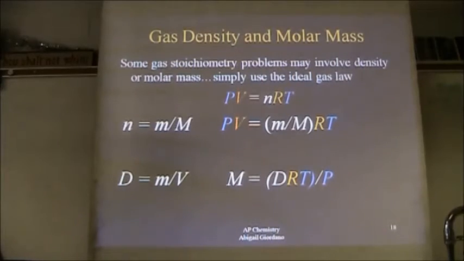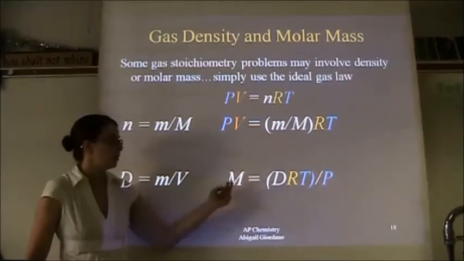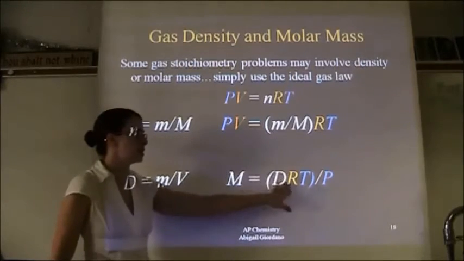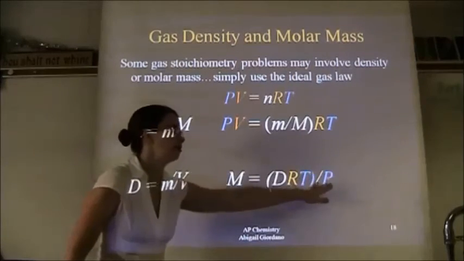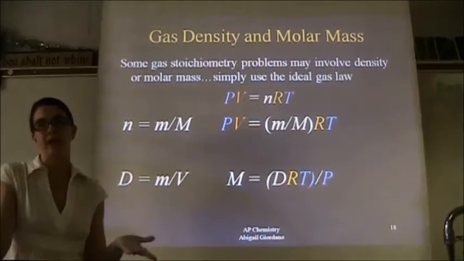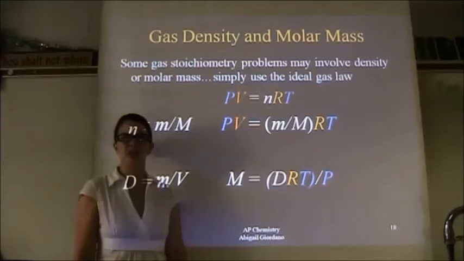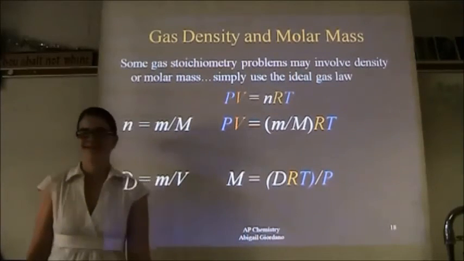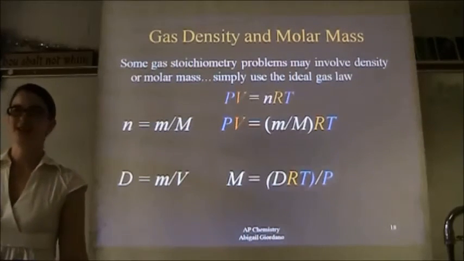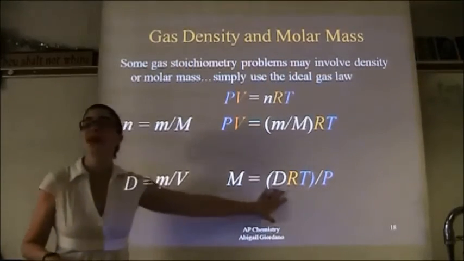You can use this. All I've done is rearranged it a little bit. D stands for density. Molar mass equals density times R times temperature divided by pressure. And are you ready for the way to remember it? It's kind of gross. Molar mass equals dirty P. Ew, gross. Okay, dirty P. Ew. This is another way to remember it.